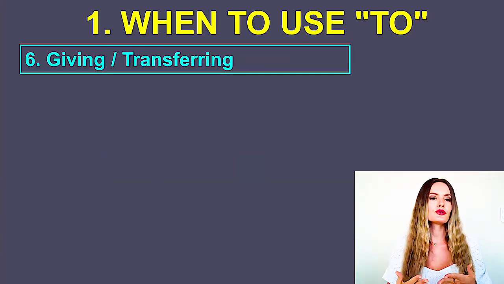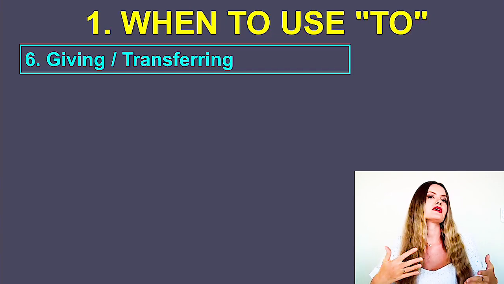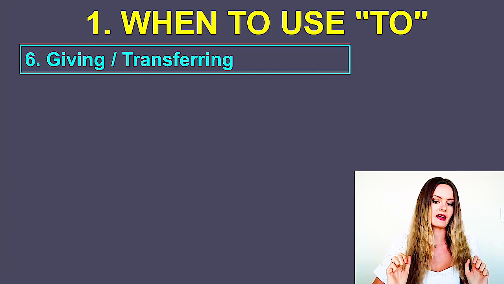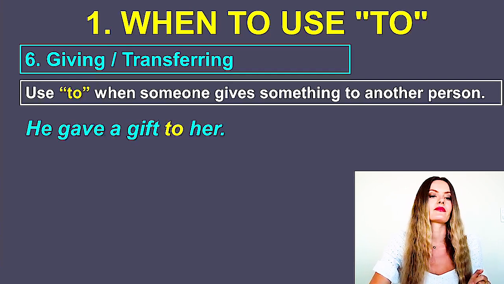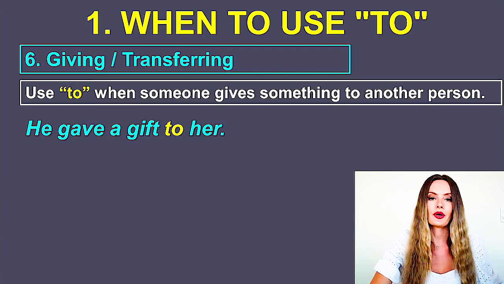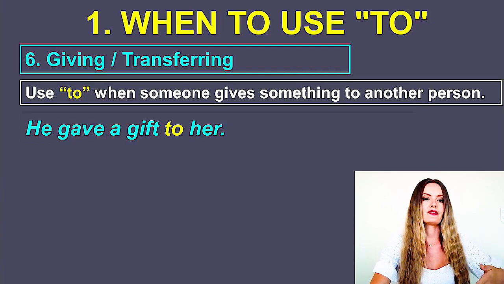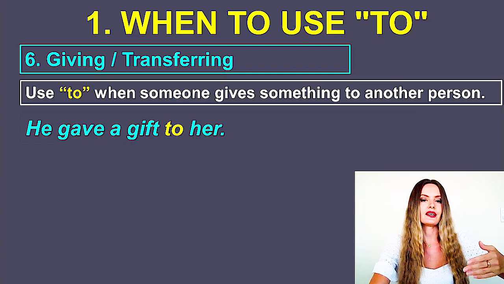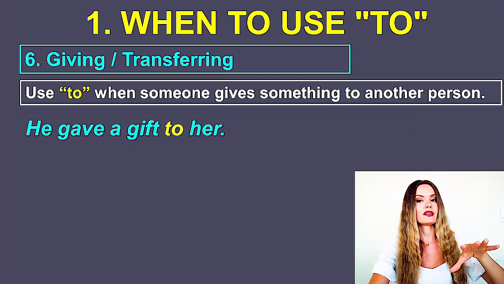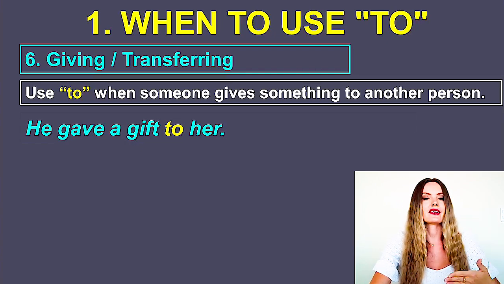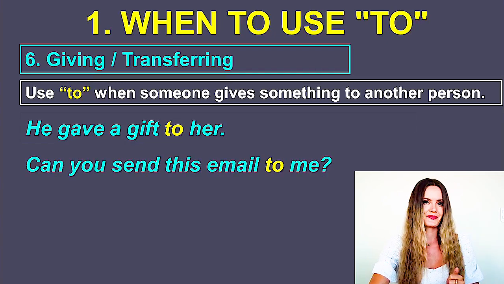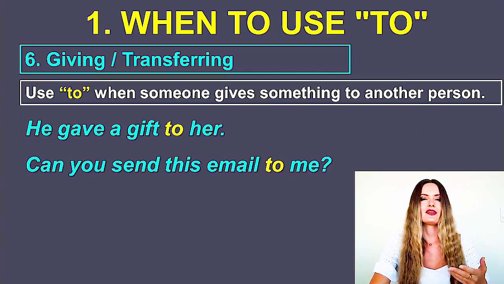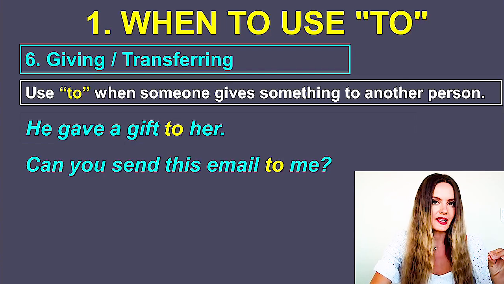Also, we use to when we're talking about giving or transferring. For example, use to when someone gives something to another person. He gave a gift to her. So he gives something to her. Can you send this email to me?